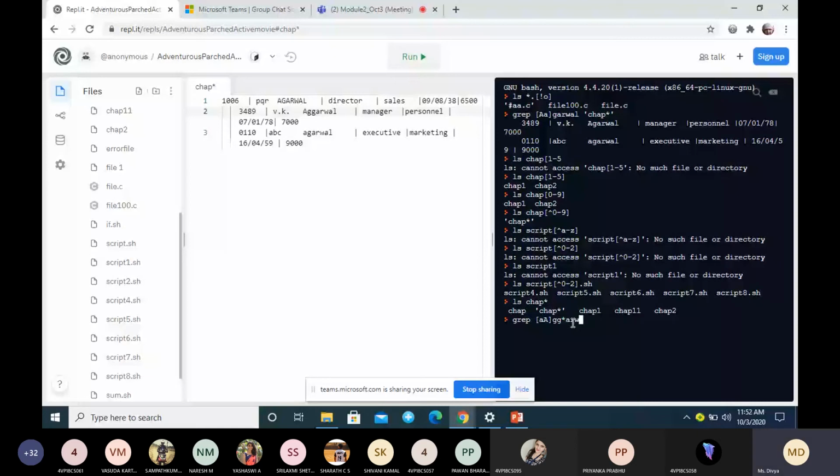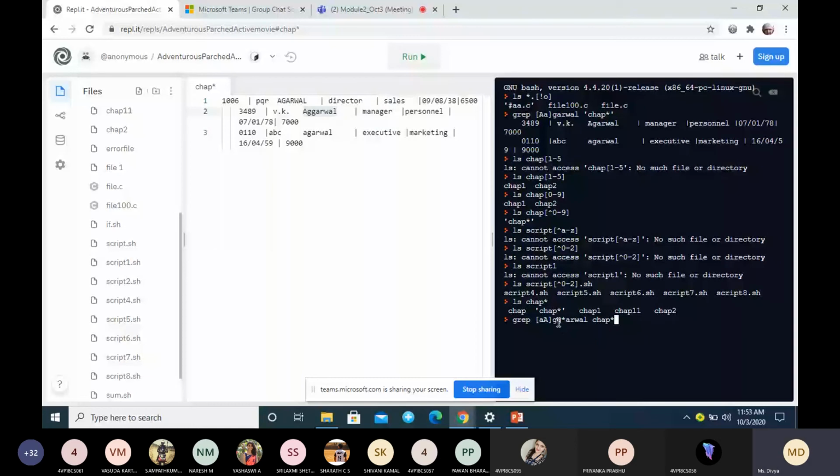In the file CHAP star. So what does this pattern tell? The first character should be either capital letter A or small letter A. The second character should be G. So this will match. Here also I am having AG, here also I am having AG. But if you see here I have an extra G. To match that extra G, what I do is I write G star. So G star tells what? Zero or more occurrence of the G.